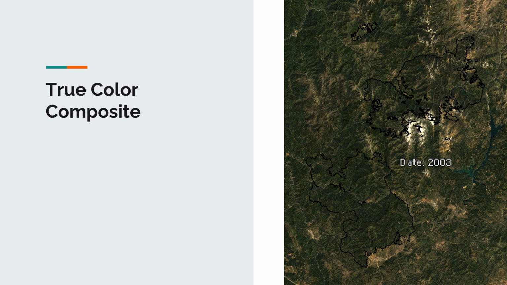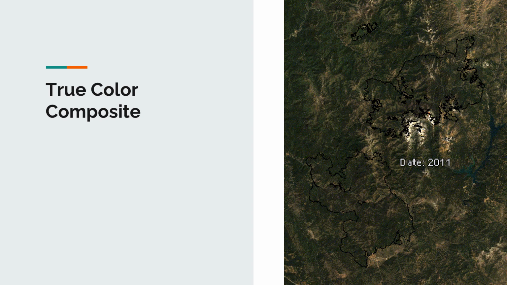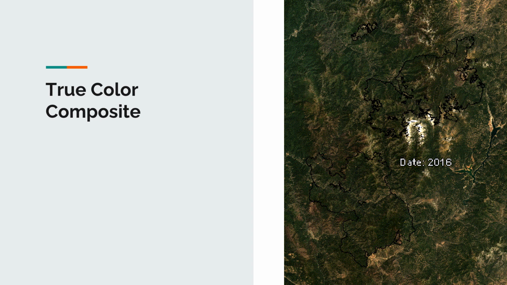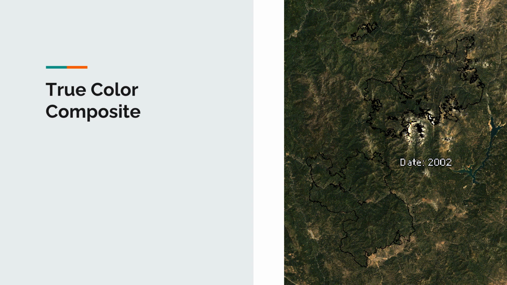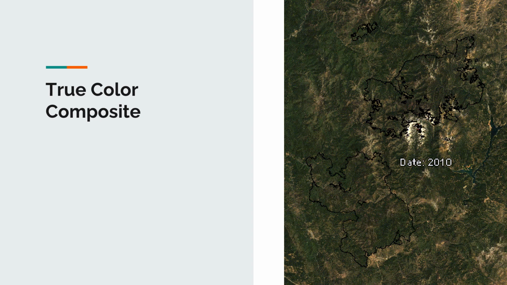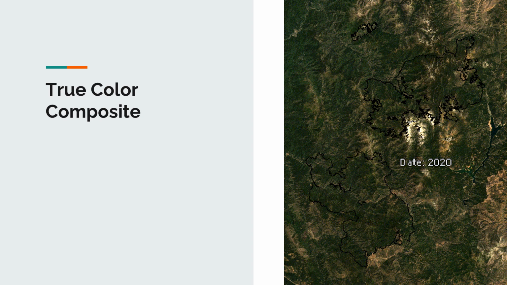So the true color composite is useful for visualization for a couple of reasons. One is that in 2008, you can very clearly see smoke getting picked up by the sensors, which does render some of the data for that year difficult to use.